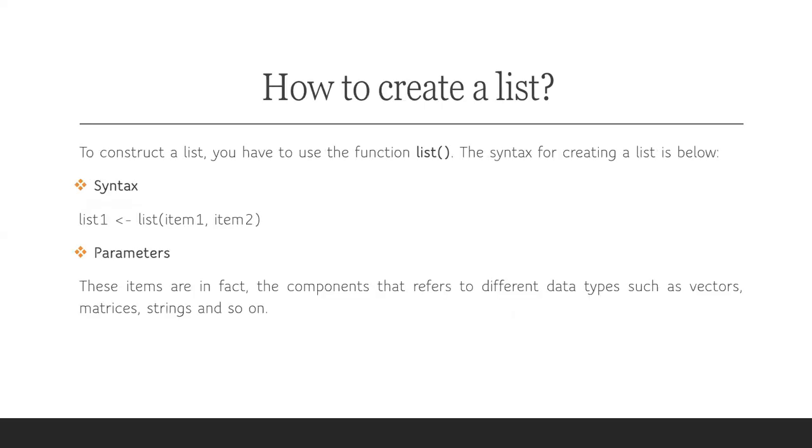Now let's see how we can create a list. So actually, to construct a list, you have to use the function list. The syntax for creating a list is below. So first of all, we have to say the function list, then we have to pass down the components inside the list function. And these items are in fact the components that refer to the data types such as vectors, matrices, strings, and so on. Now let's move to RStudio and create our first list.